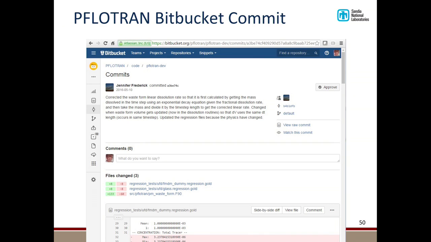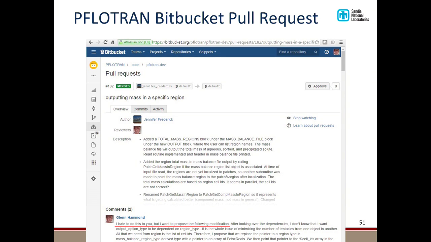This is Jen's commit. Jen is very good about being verbose on her commits. So she's got a paragraph on what she did. Mine is usually about 8 words. So she's very good, and we know exactly what she did. And then down below it shows us all the changes that were made to the code. You're probably all familiar with this.